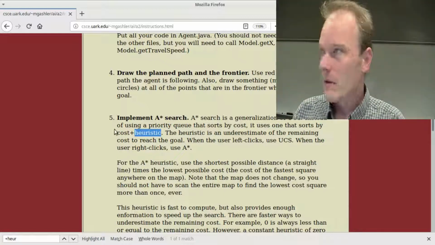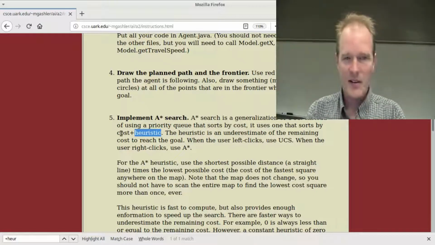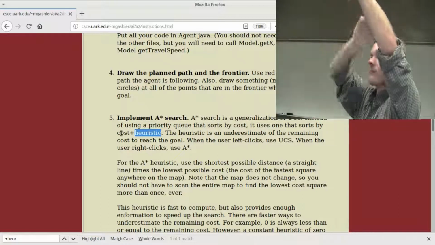So, what if the path is really square for some reason? Really square path. You mean the frontier is really square?